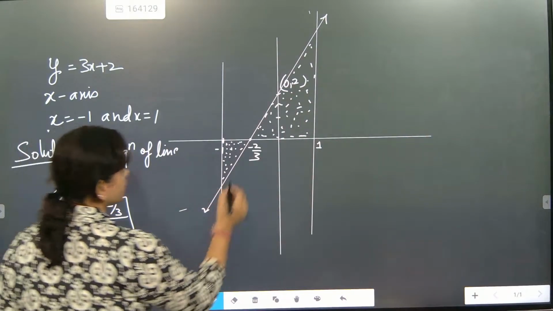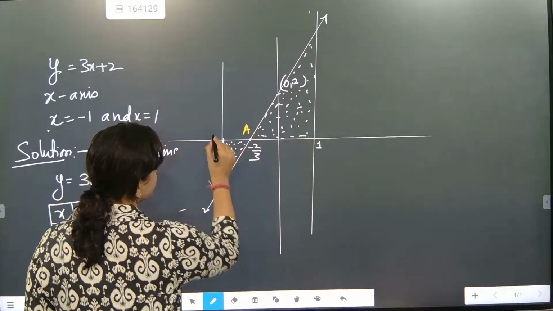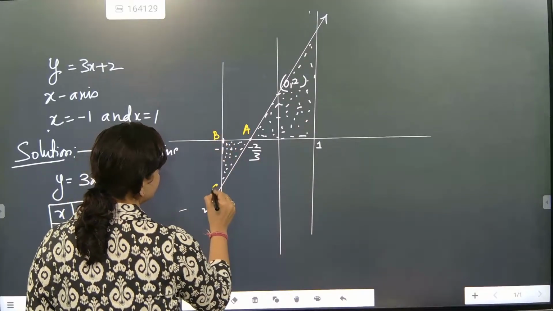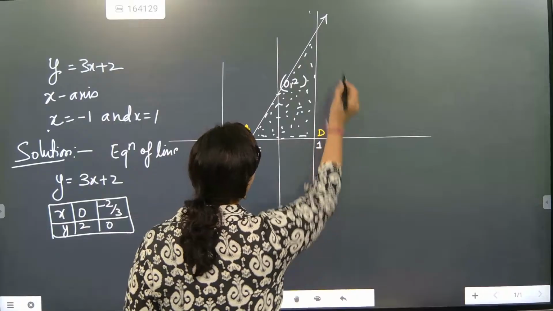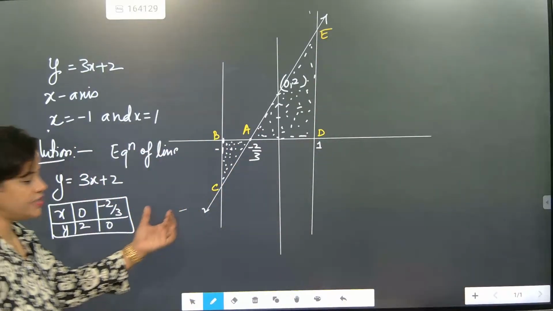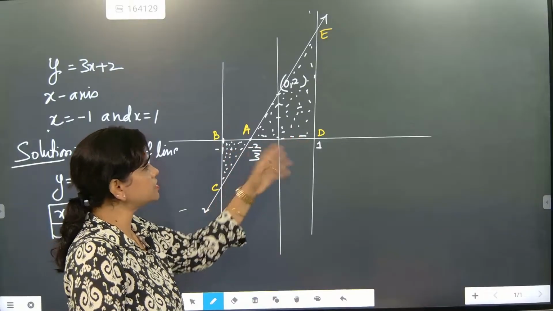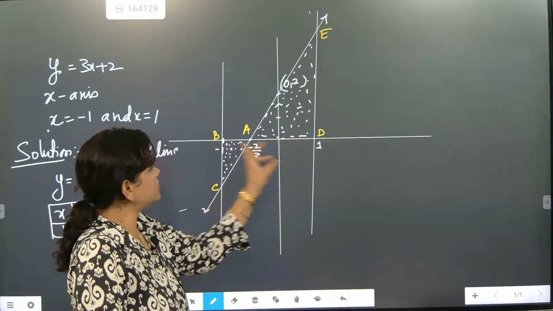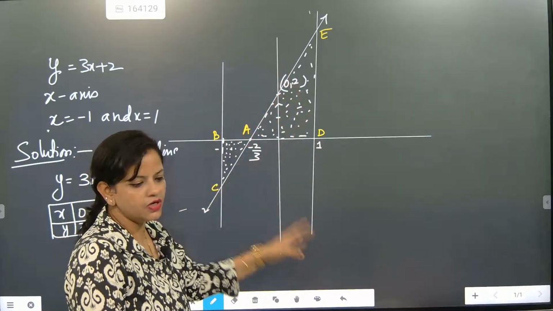So now here we are going to put the mark as this part will become A, this part will become B, and this part is coming as C, this part is coming as D, and this part is coming as E. So we have to find the area of the region, this part and this part we have to find, correct? So these two portions are the area of the bounded region because x-axis is bounding, x equal to -1 is bounding, x equal to 1 is bounding.